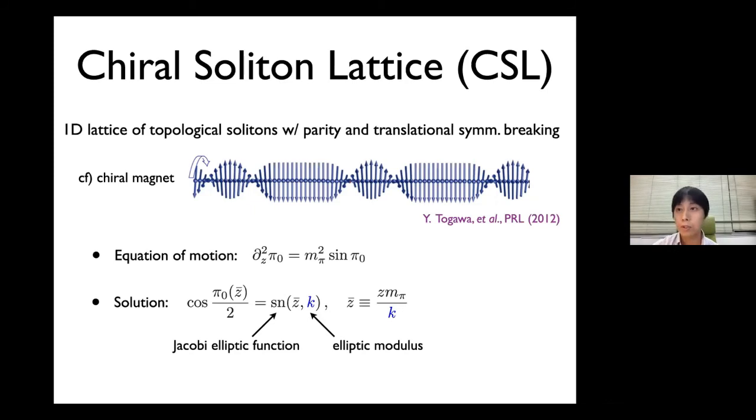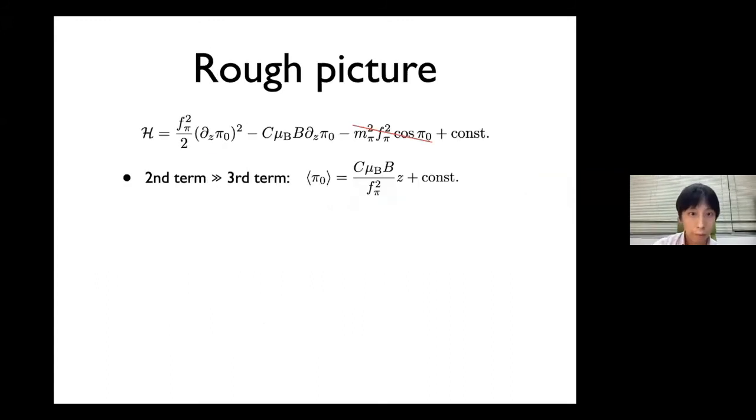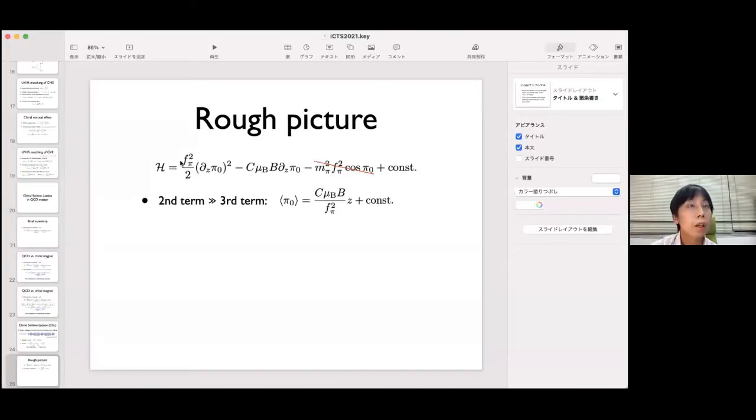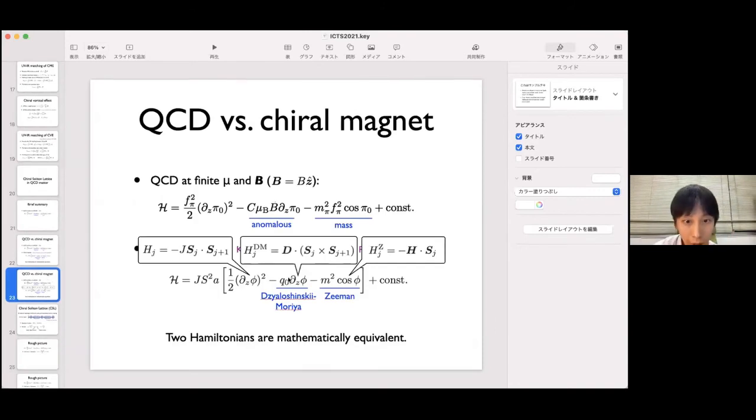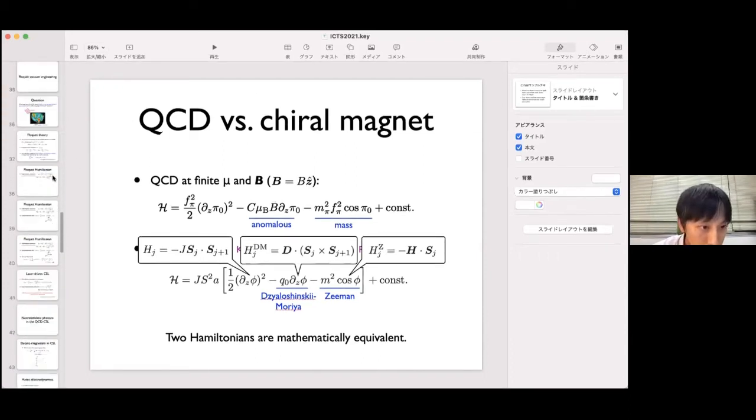Oh, sorry, I missed your question. Maybe I got the question for the previous slide. Sorry. So how is the field phi related to the spin? Maybe you are asking about the relationship between phi and S here, right? So let me give you a backup slide for that.